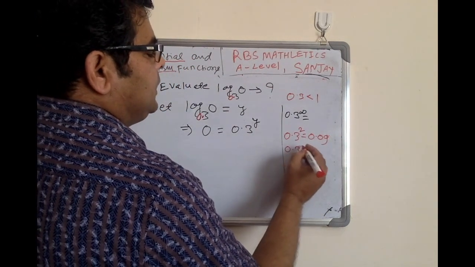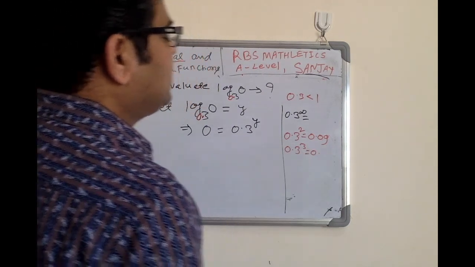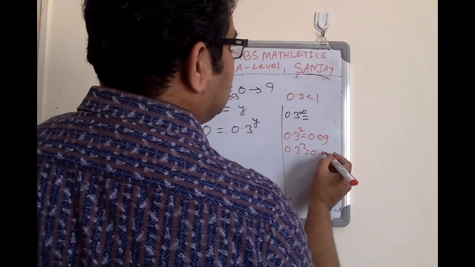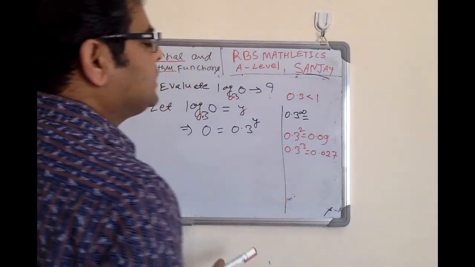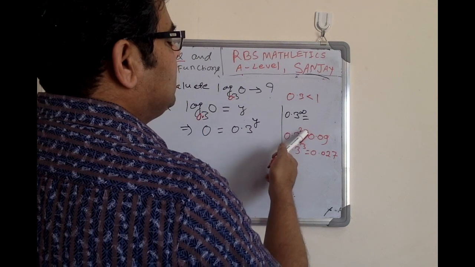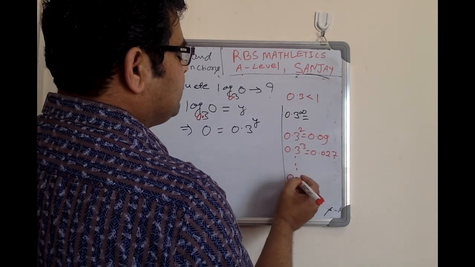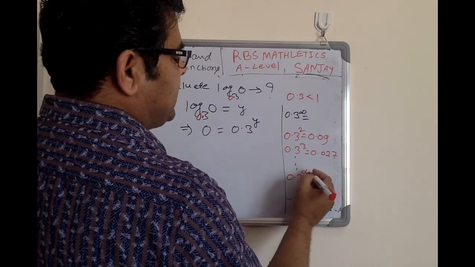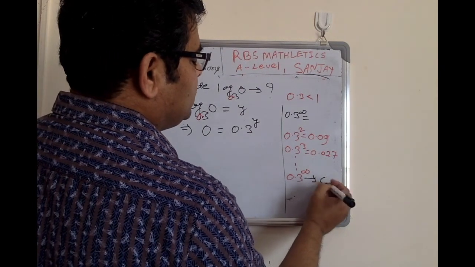And if you put cube, that is going to be 0.027. Compare these two values, you can see that as the power is increasing, the result is decreasing in order, and when the value of this power is infinitely large, for example, this is infinity, then it will tend to 0.